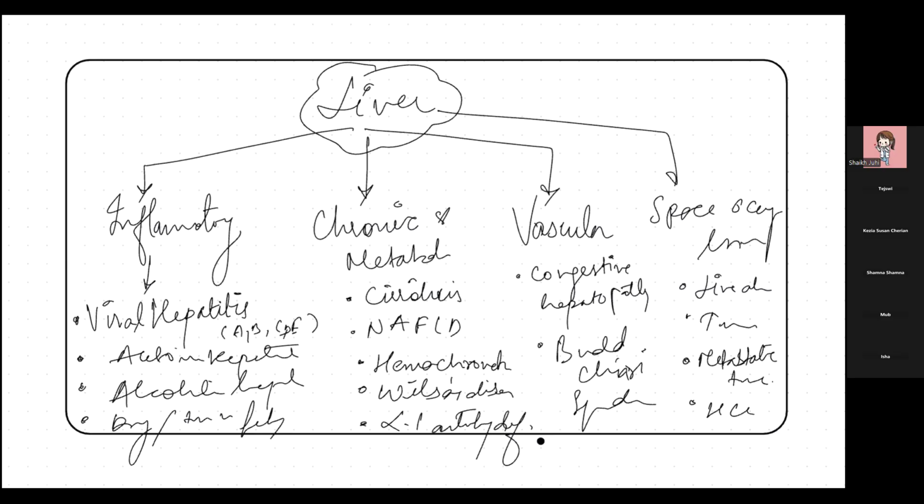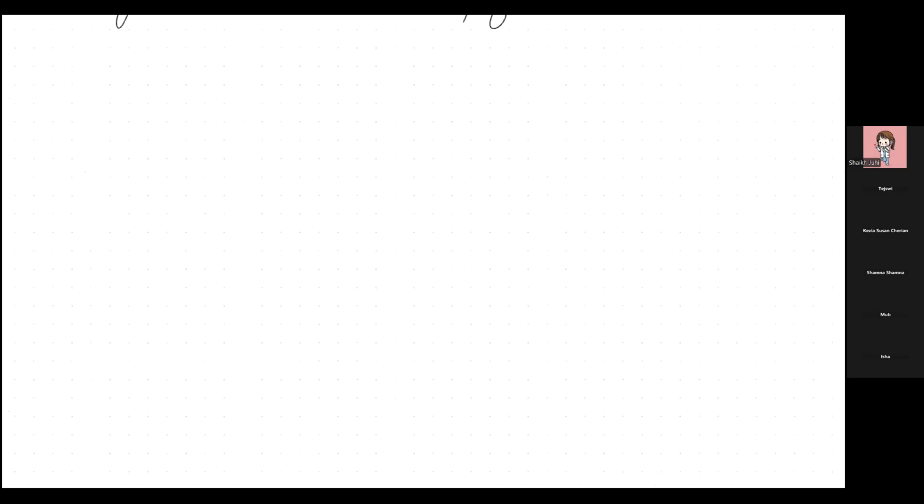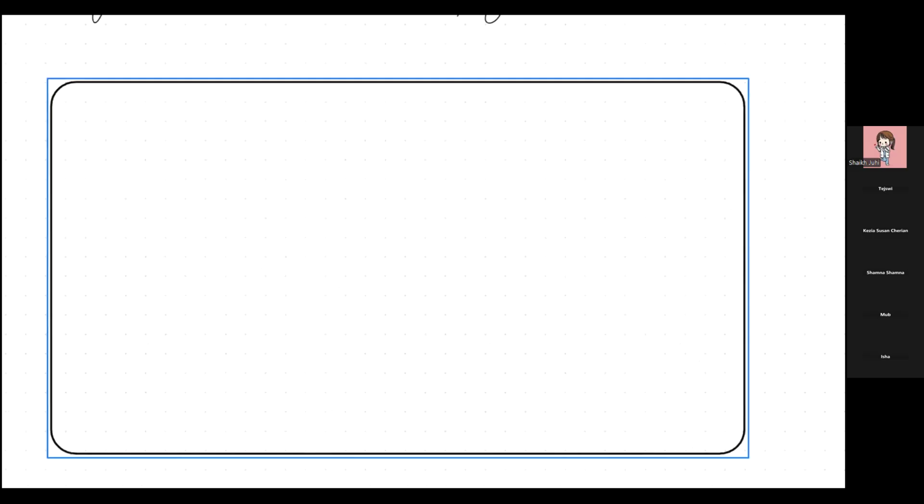Now next, let's move on to the second part of the hepatobiliary part. What is the second part? It will be either the gallbladder or the bile duct. Let's take the bile duct first. So what if I talk about bile duct? Explain once again. Just give me a while. I'll explain it once again.